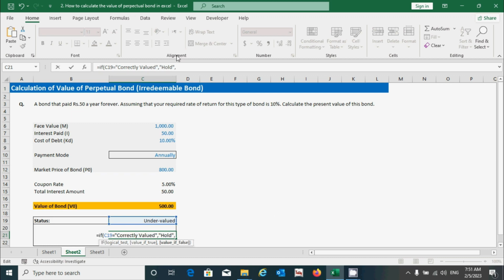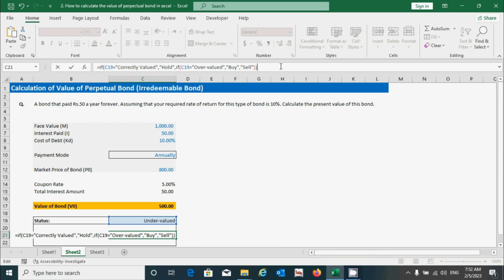Now let's make another condition. So I'm going to click here to clearly write the statement. I'm going to first copy this statement by pressing Ctrl C and now press Ctrl V to paste it. And now let's change the word from correctly valued to undervalued or overvalued. I'm going to write overvalued. Then what will happen? Buy it, otherwise sell it. Now I'm going to press the double close parenthesis to close the IF statement.